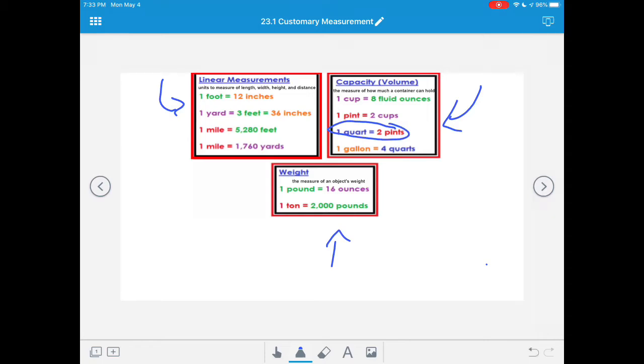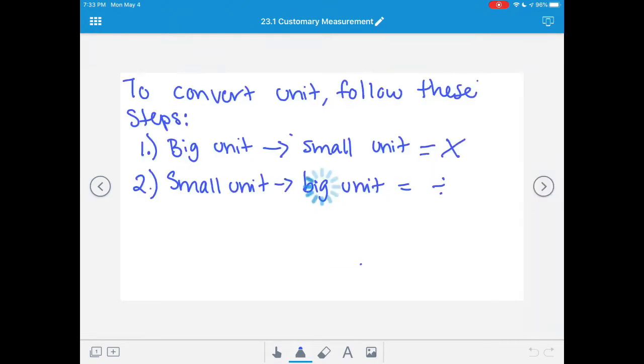So we would take that number that they give us, however many pints there are, and we would divide that by 2 because there's 2 pints in every quart. So follow these notes. Whenever you are going from a smaller unit to a bigger unit, use division. A bigger unit to a smaller unit, use multiplication.